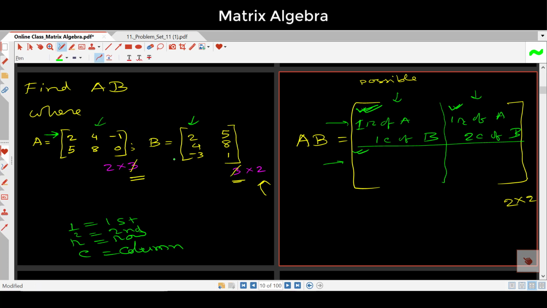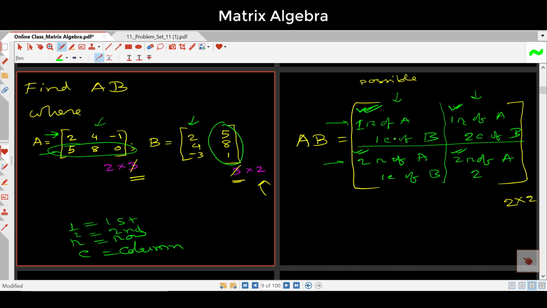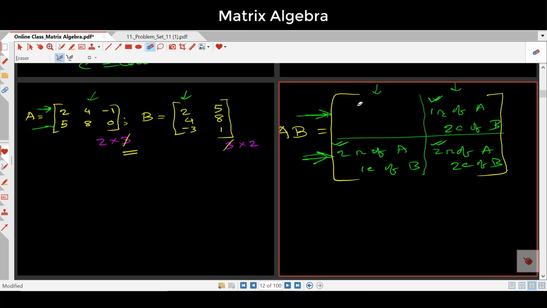What will be here? Second row of A times first column of B. Then what will be here? That is second row of A times second column of B. Here in this position you have to do calculations for this row and this column. So this row times this column.